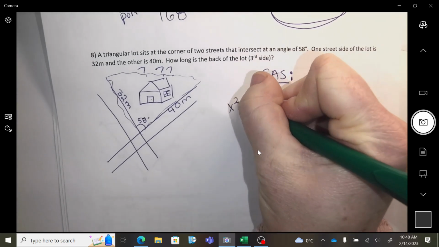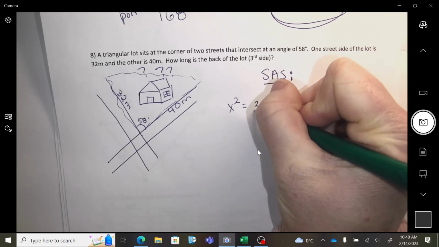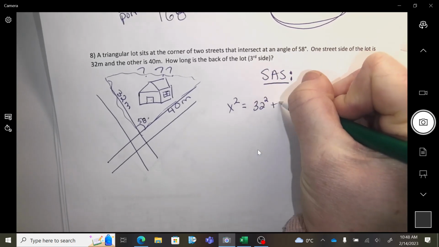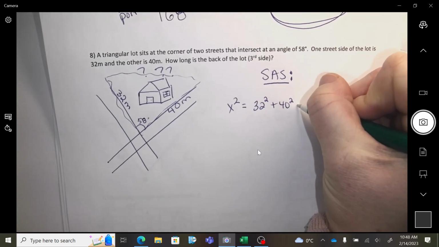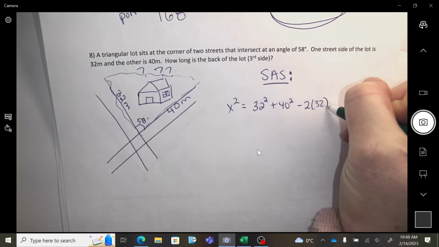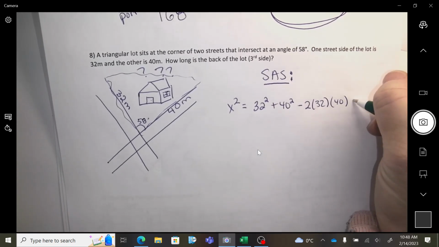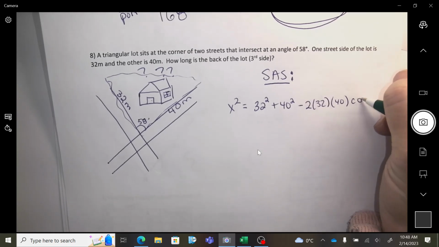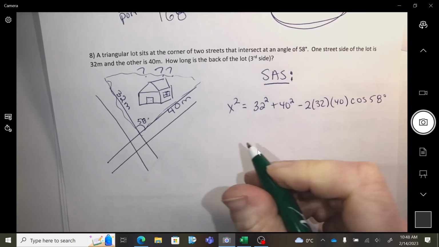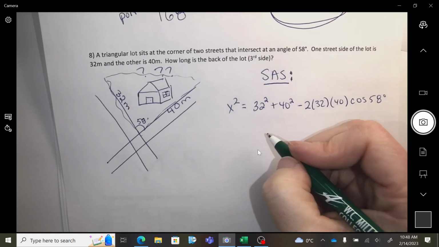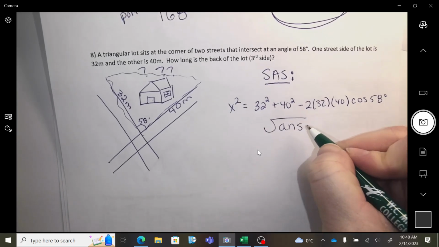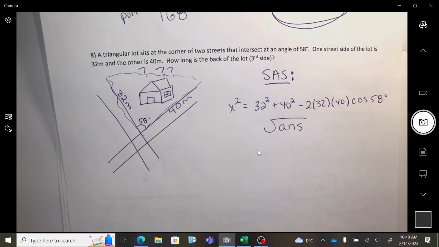Okay, x squared equals 32 squared plus 40 squared minus 2 times 32 times 40 times cos 58. Then type square root with a bracket, and use your answer button there.